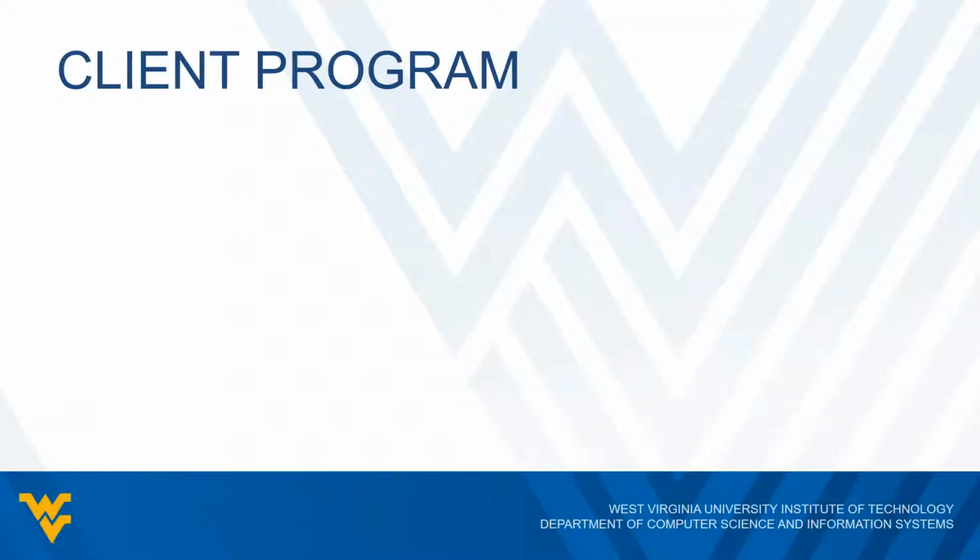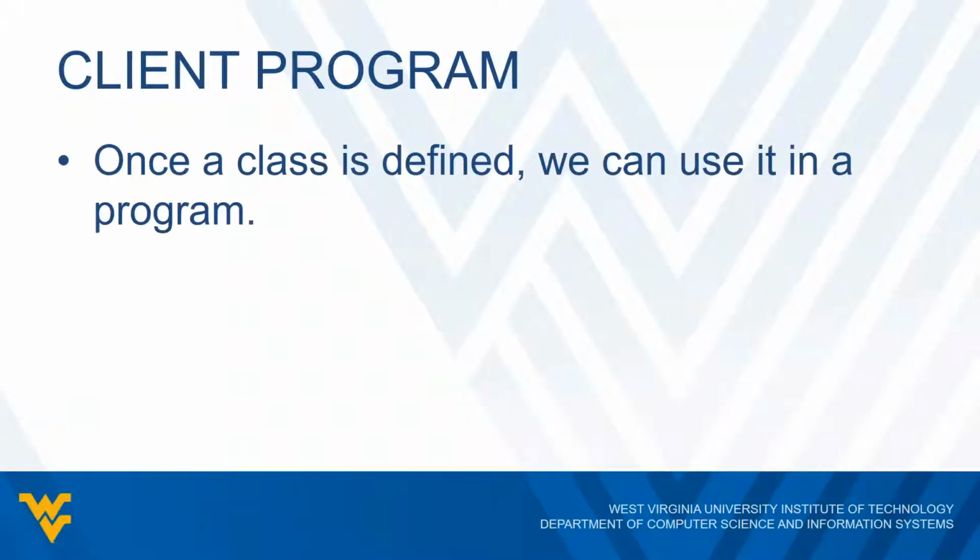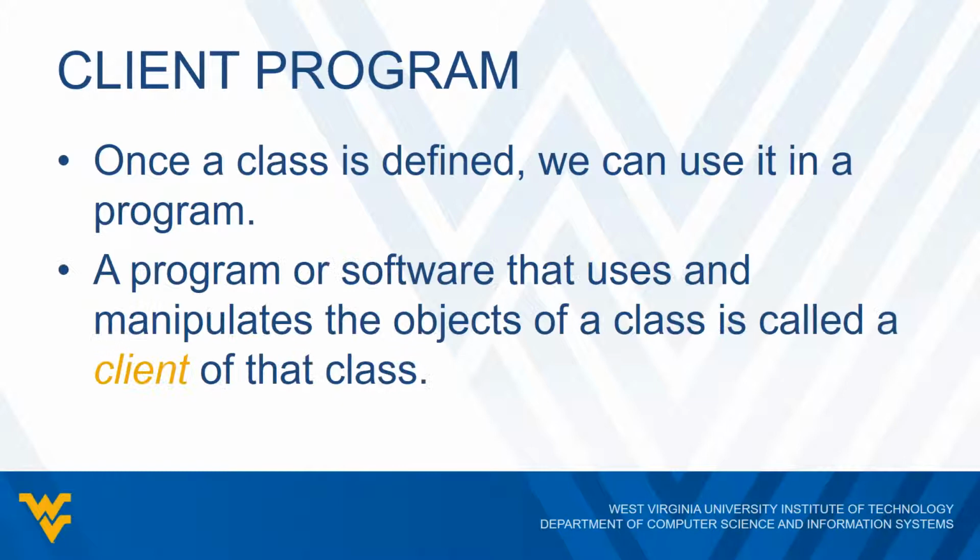Now that our class is completely defined, we can finally use it in a program. Great. How do we do that exactly? Because if you hadn't noticed in our code, we didn't have a main inside of that program. So how do we run that if we don't have a main? Well, we use an additional program.